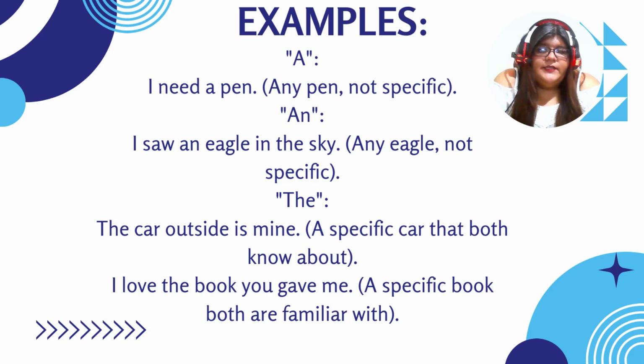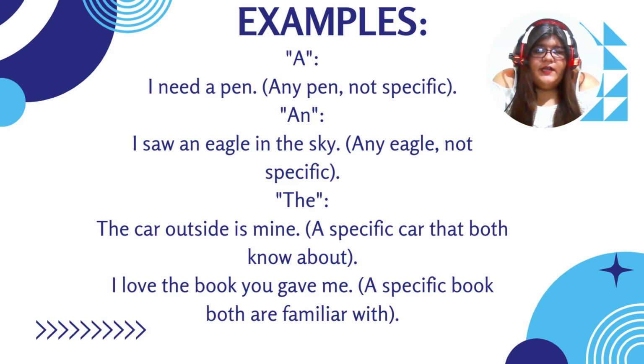Then we have the article an. I saw an eagle in the sky. Any eagle, not specific. They could be flying over the sky, many eagles, right? You don't know the name that maybe they have between them. You just said an eagle in general. You don't know which eagle.